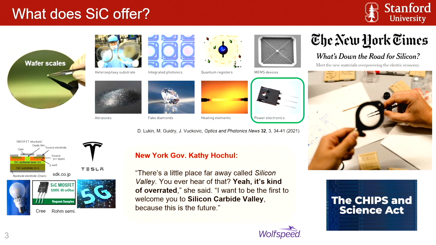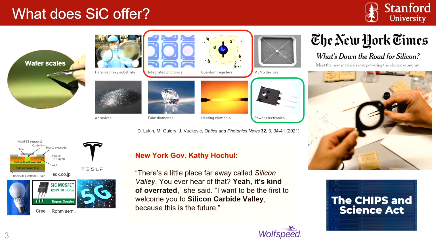It also fits in this broader story about the CHIPS Act in the US about developing semiconductor fabrication techniques. There have been multi-billion dollar fabrication facilities popping up around the US. So I have to throw up this quote from the New York governor, which, as someone from Silicon Valley, I sort of hate, but as someone who loves silicon carbide, I sort of love. Basically the quote says, Silicon Valley, yeah, it's overrated. We're gonna make a new silicon carbide valley. So there's a lot of excitement around this material, which is great.